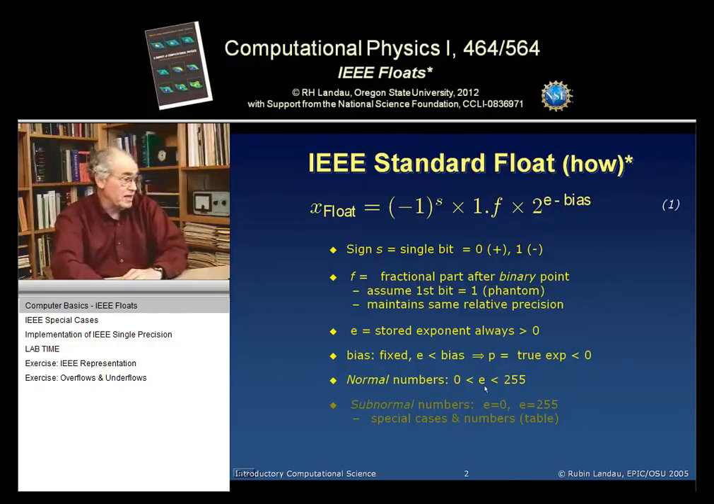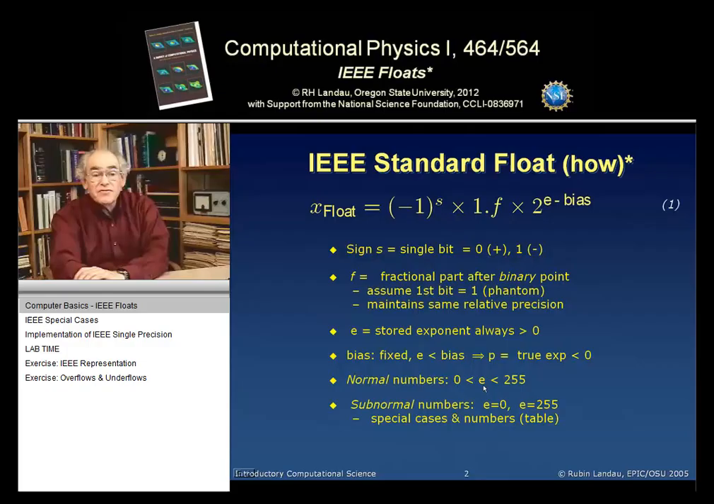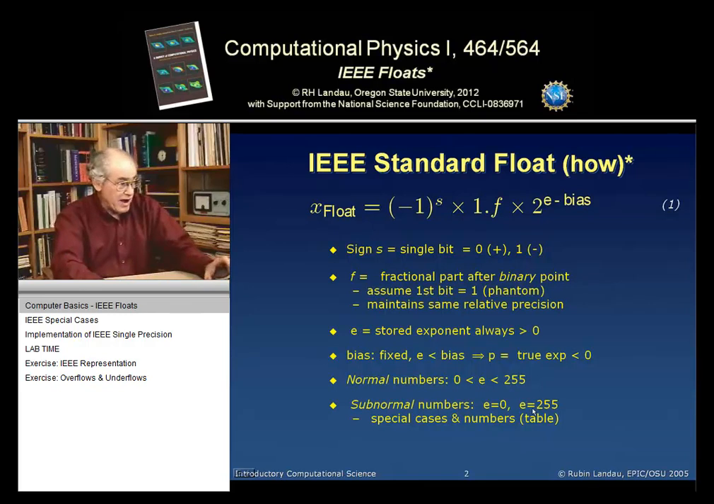Those are abnormal cases. So if the value of the exponent, and it's not the real exponent, P, it's just what's stored as the exponent, is 0 or 255, then we have special cases. And the special cases are covered in the next slide on the next transparency. So let's look.